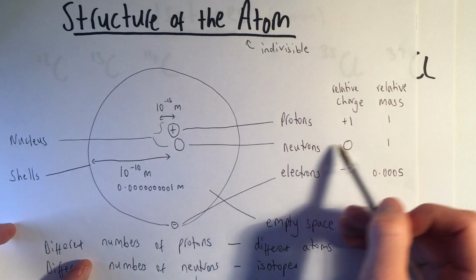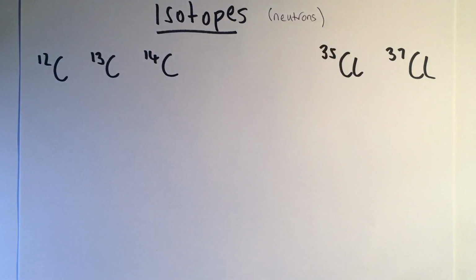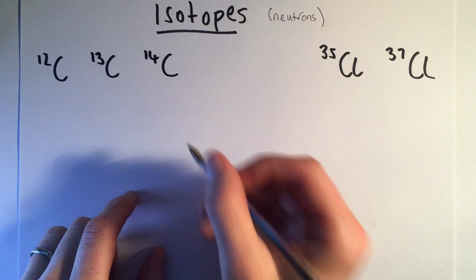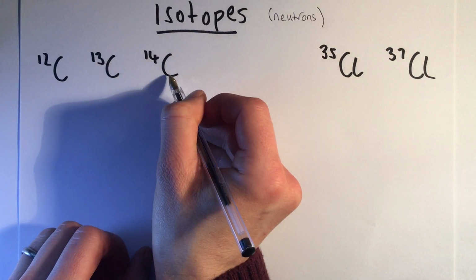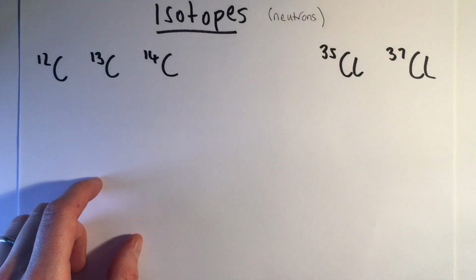But neutrons don't affect the way that atoms react. So this isn't going to be to do with atoms that react in different ways. They're just going to have different masses. So if we look at this example here, we've got three different types of carbon atom: carbon-12, carbon-13, and carbon-14.